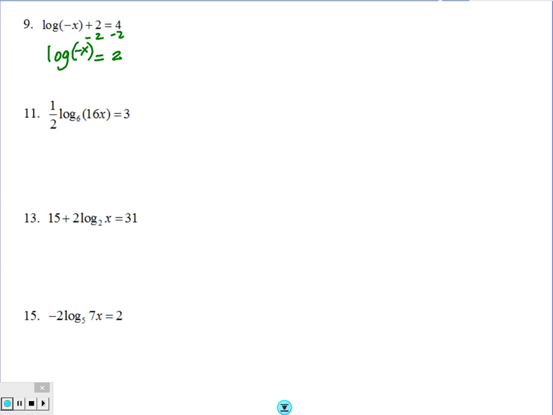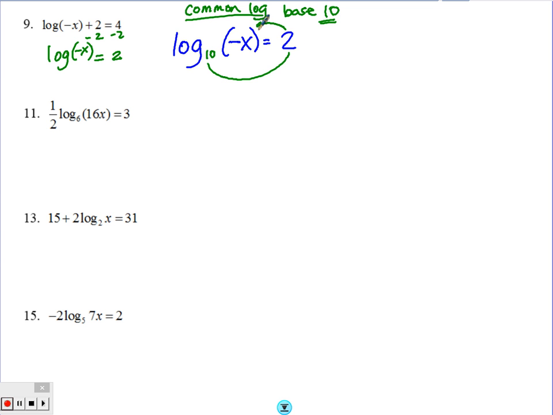So this is a special kind of log. If you see a log with nothing there, then we all just have to know that there is a log base 10. It's called a common log. Common log has a base of 10. All right, so we just need to know there's a base of 10. 10 squared equals that. 10 to the second power equals the opposite of x.